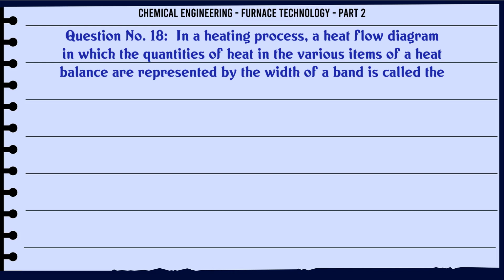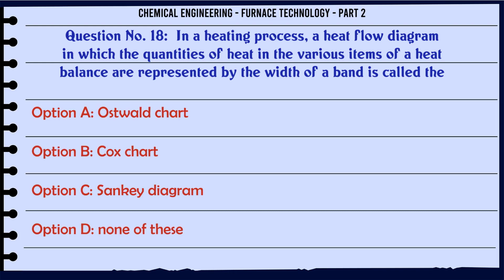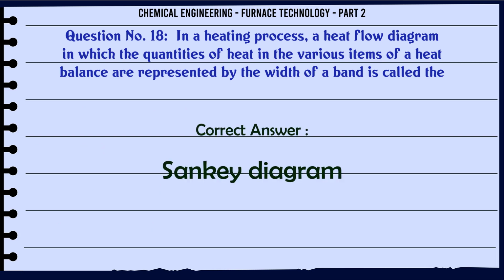In a heating process, a heat flow diagram in which the quantities of heat in the various items of a heat balance are represented by the width of a band is called the A. Ostwald chart. B. Cox chart. C. Sankey diagram. D. None of these. The correct answer is Sankey diagram.